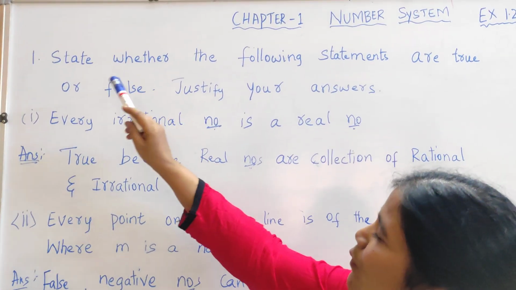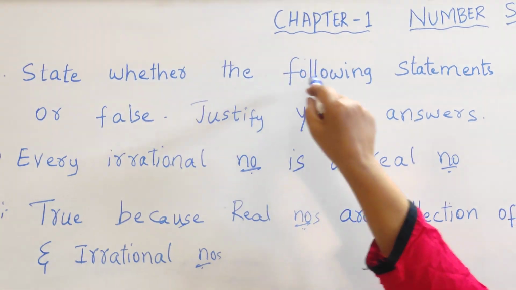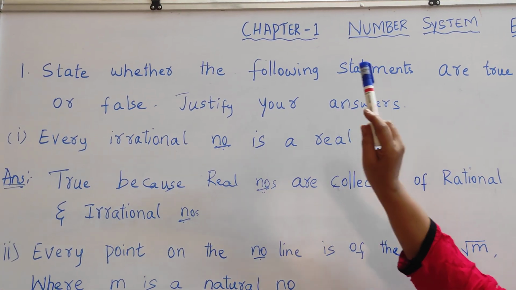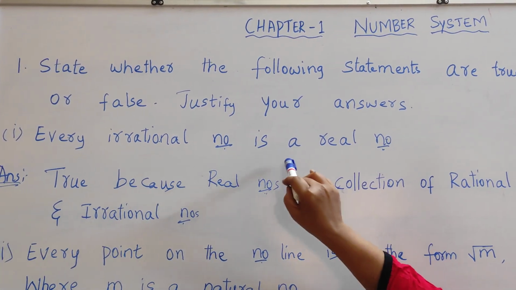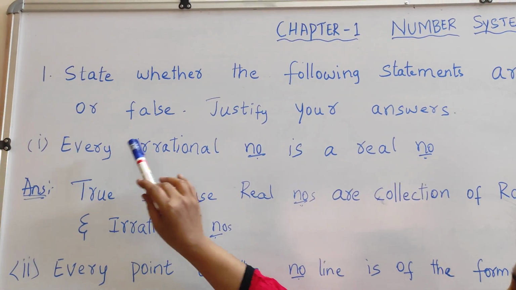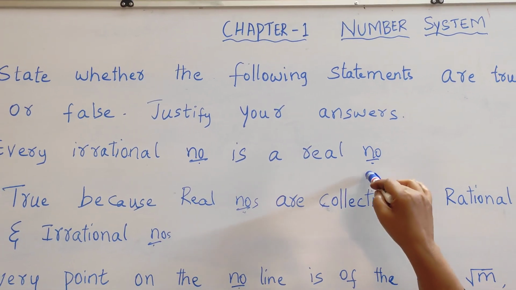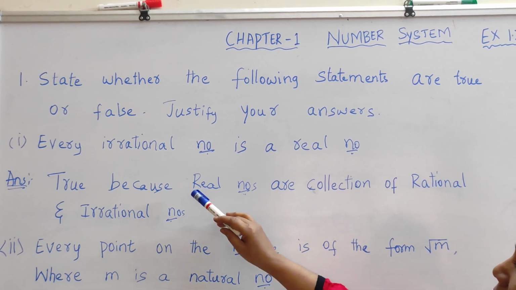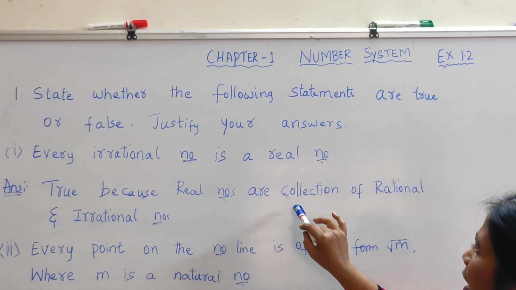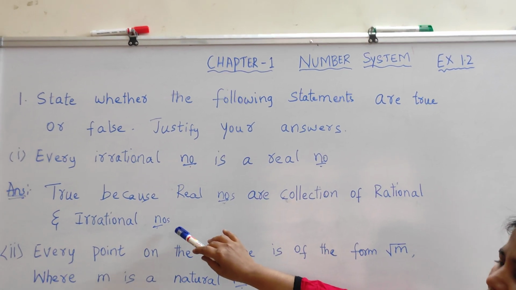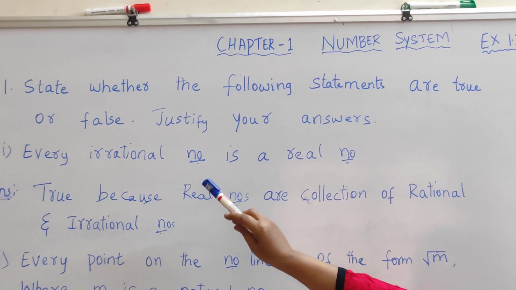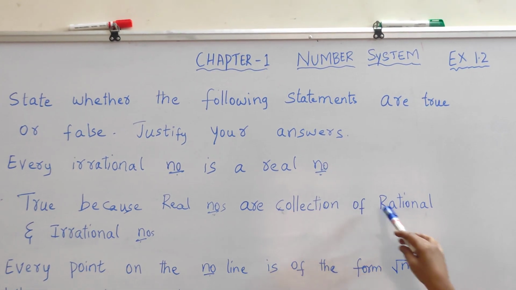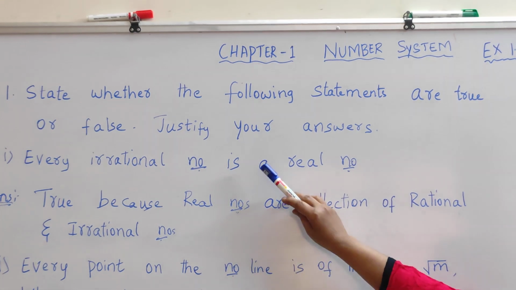So let us begin with question number 1. State whether the following statements are true or false. Justify your answer. Every irrational number is a real number. This is your first question. This statement is true, children. Why? Because in the previous class we discussed all real numbers are nothing but a collection of irrational and rational numbers. So every irrational number is a real number, because a real number is a collection of rational and irrational numbers. I hope you understood this.